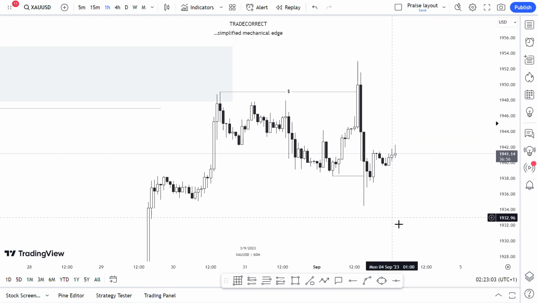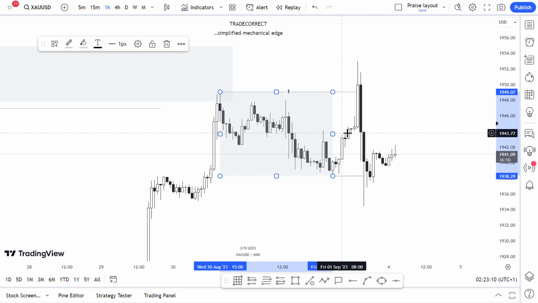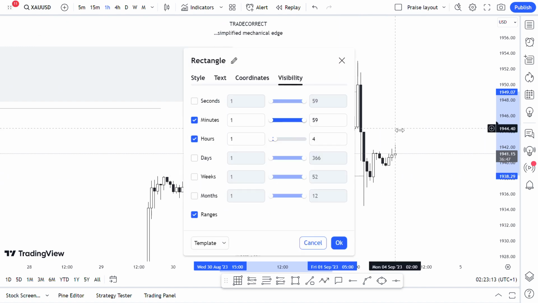Alright, on the 1-hour chart, you can clearly see gold did something that I like. This is what I like to see in the market. I keep saying these things. I like seeing consolidations by the end of trends.